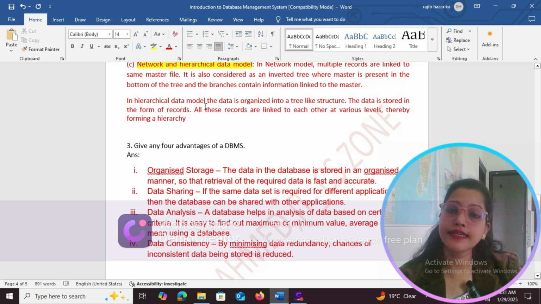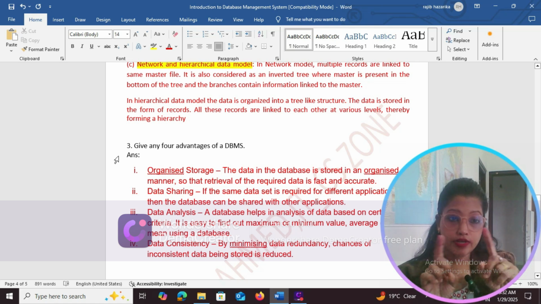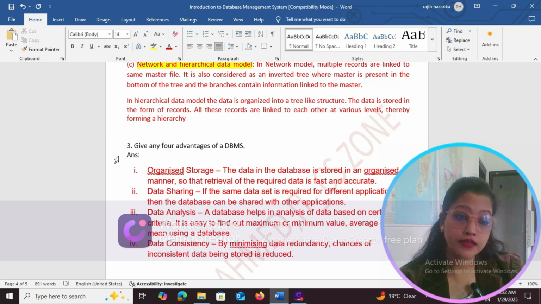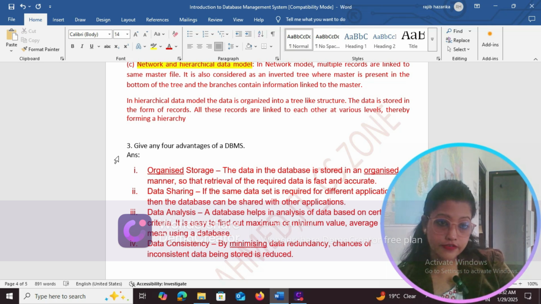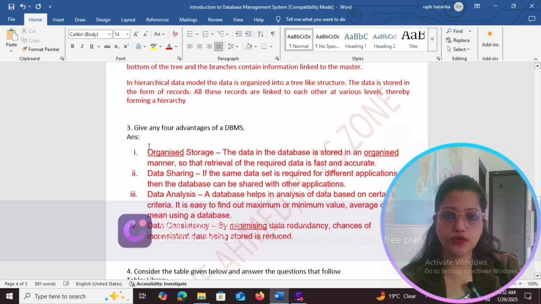So in hierarchical data model, the data is organized into a tree-like structure. Here also same, it is organized in a tree-like structure. The data is stored in the form of record. All the data all together. Whenever we insert data in our table, all together it gives what? All the tuples are known as what? Record. Row wise it is inserted, so all the rows are known as record. All these records are linked to each other at various levels. They are forming hierarchy. Okay.